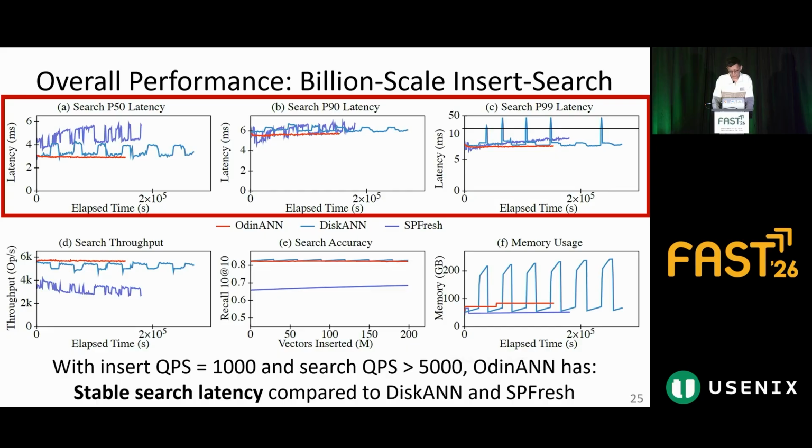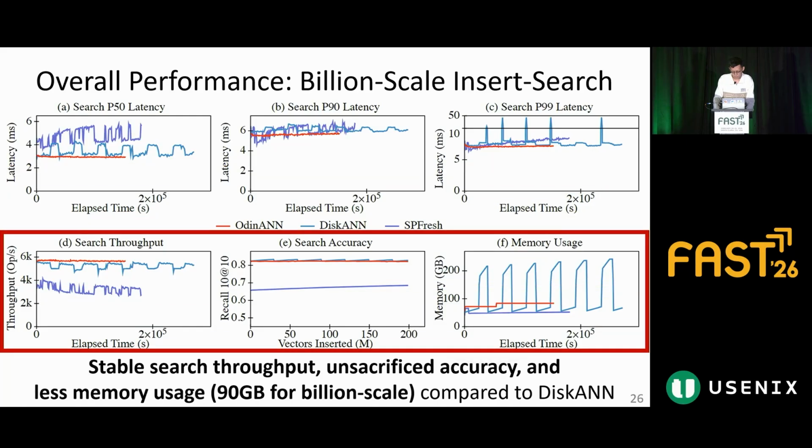At these settings, OdinANN has a stable performance as shown in the red lines of the three figures A, B, and C. It achieves low and stable search latency, both for median latency, 90% latency, and 99% latency, compared to all the other systems. Meanwhile, it achieves a stable throughput and unsacrificed search accuracy compared to graph-based DiskANN, and it has less memory usage compared to graph-based DiskANN. Compared to cluster-based SPFresh, it achieves higher search accuracy and higher search throughput.